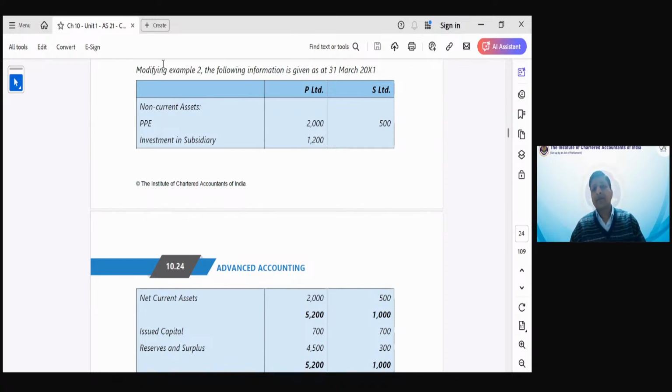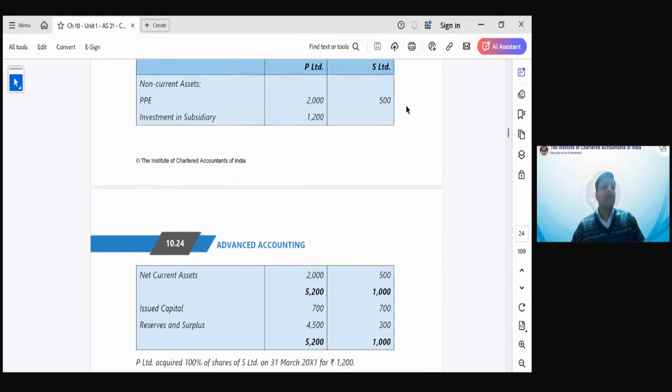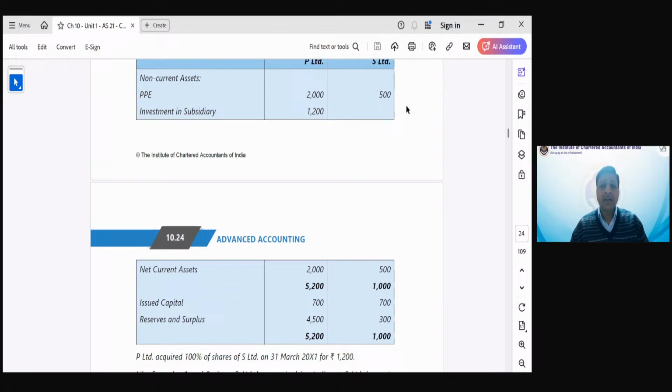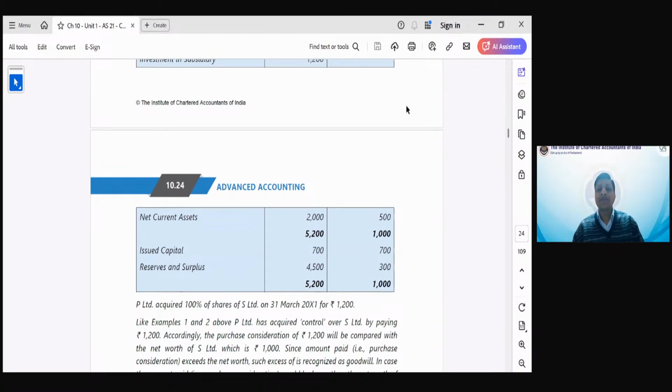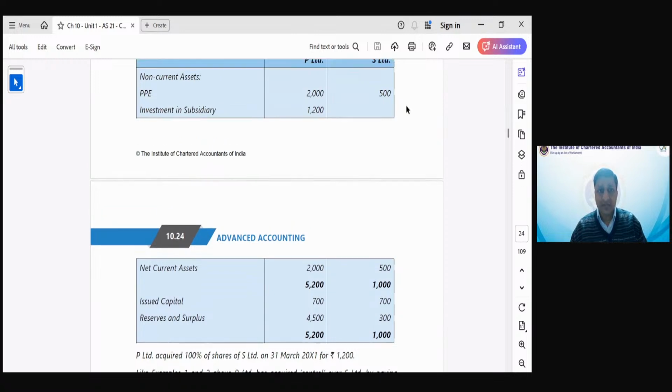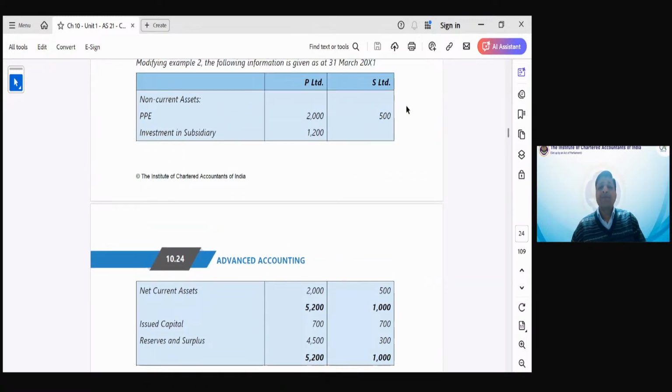Okay. Now, the balance sheet of two companies is available on 31st March X1. Now the investment in subsidiary is 1200. Okay. So then we are given issued capital and reserves of S Limited. In this case, can you tell me what will be the amount of goodwill or capital reserve? Over to you. I think we have discussed this.